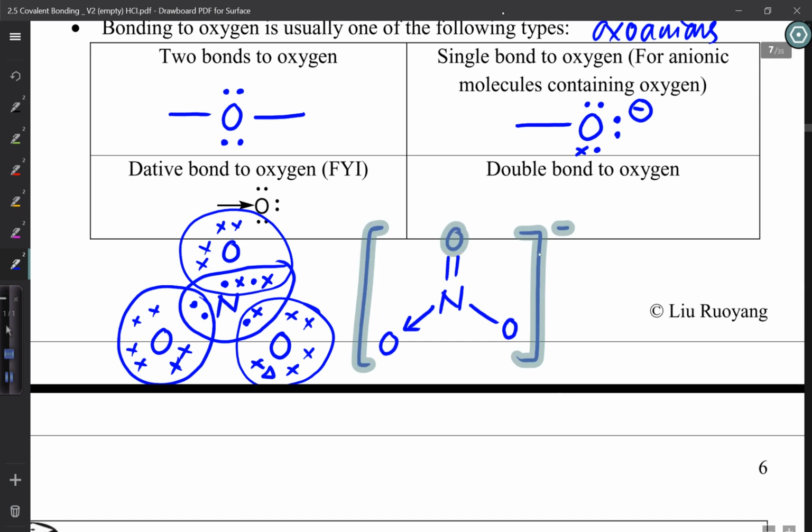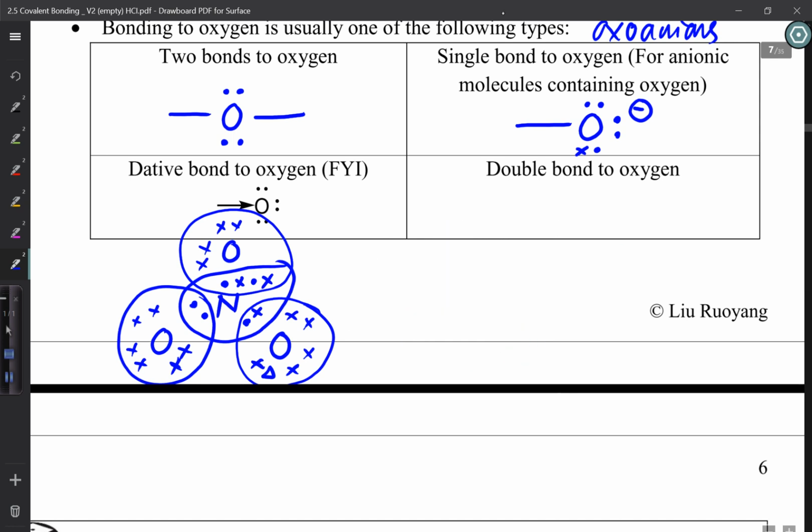Double bond to oxygen. So we've already seen quite a lot of double bonds. If all these three don't work for oxygen, the last option must be a double bond to oxygen, like what we did for CO3 2 minus and NO3 minus. So these are the only 4 possibilities.